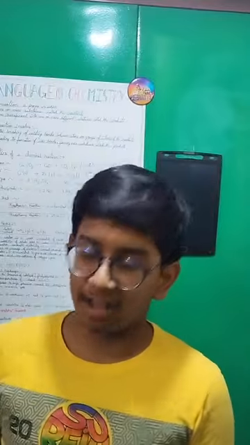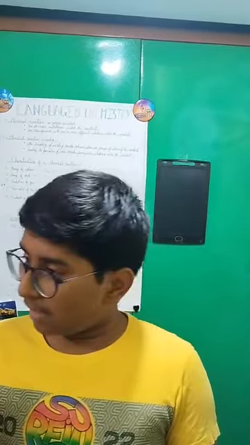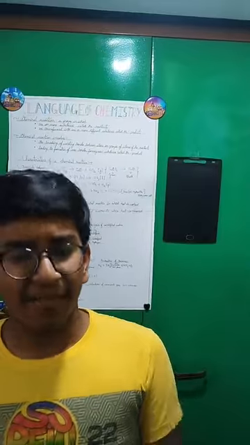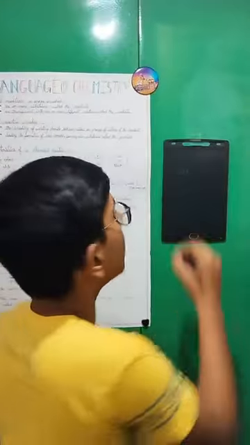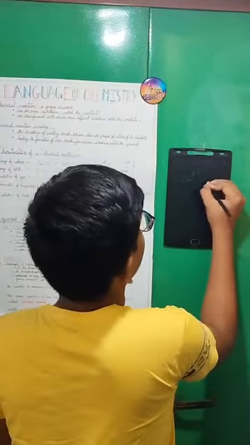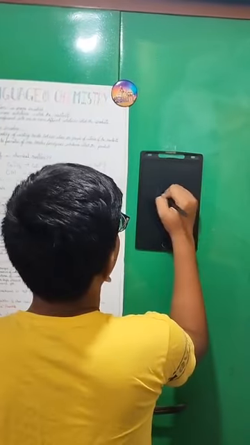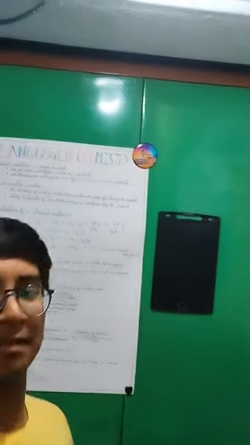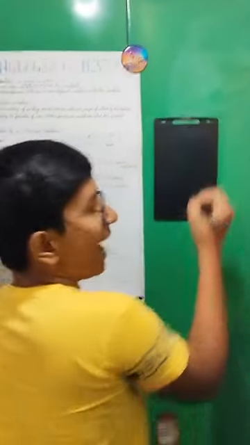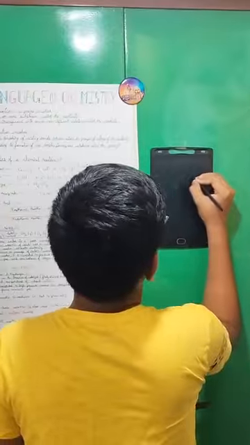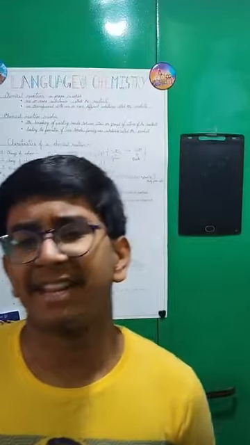Some are variable valencies. Variable valencies are those where one or more metals have more than one valency. For example, Cu 1 plus, comma, Cu 2 plus is also there. Then aluminium 3 plus. Then iron 2 plus, 3 plus. So these are variable valencies.